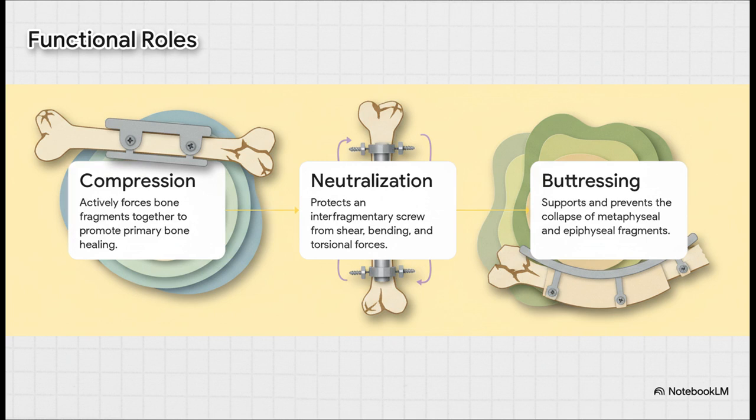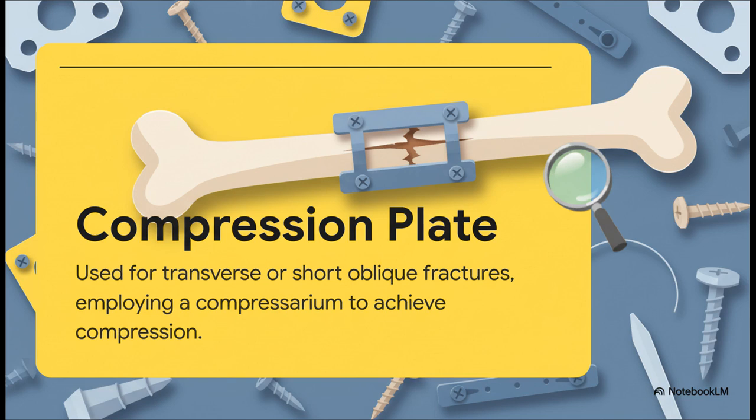Let's break those down. First up is the compression plate. This is all about actively squeezing the two ends of the bone together. Think of it like a clamp. We do this by either drilling the screw holes a little off-center or by using a separate tensioning device. The goal is to create what we call static interfragmentary compression, which is just perfect for promoting primary bone healing in those simple, clean transverse breaks in the diaphysis.